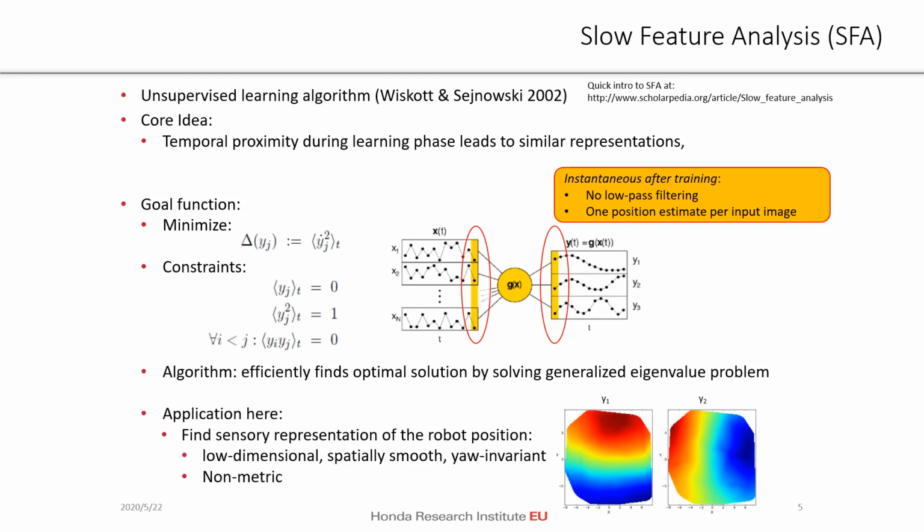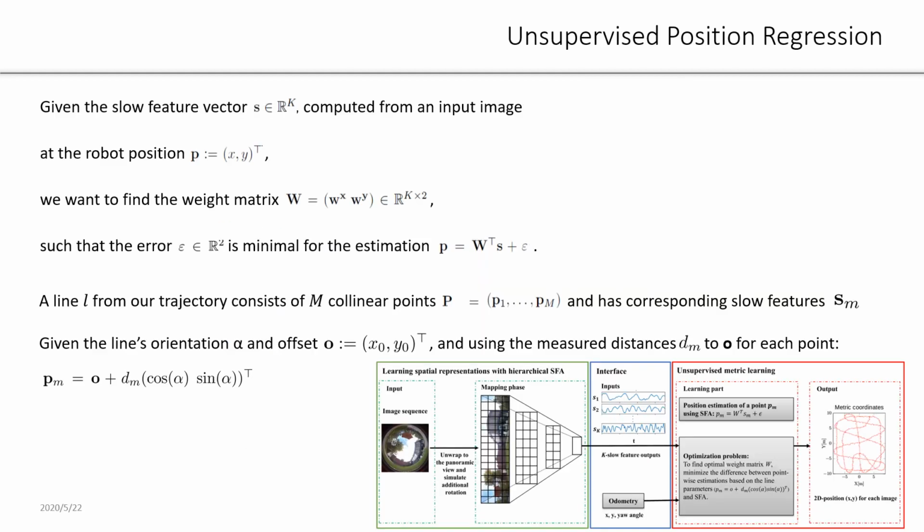And our application here is to find sensory representations of the robot position, which are low-dimensional, spatially smooth, and yaw orientation invariant, but not metric. You see 2 examples on the right. Y1 encodes the robot position in the north-south direction and Y2 in the orthogonal east-west direction. Under ideal conditions, the SFA representations may already encode the robot position in 2D very nicely, but practically it will also contain other environmental information, and this representation is certainly not metric.